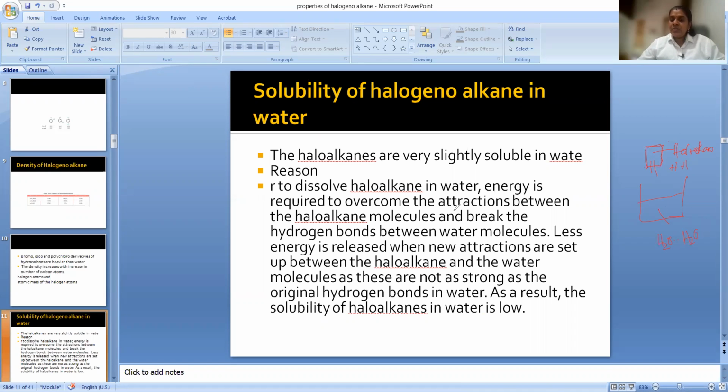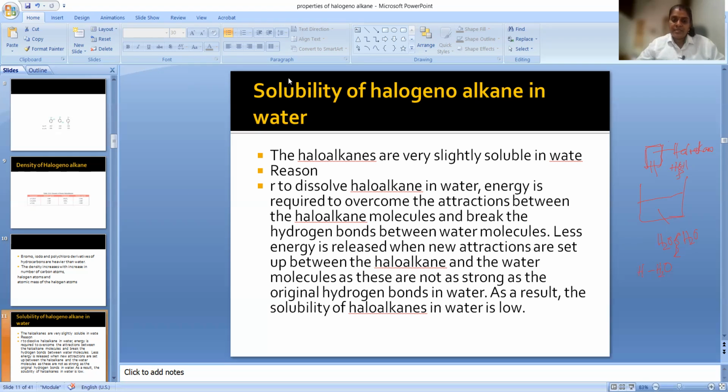So energy is required to overcome the attraction between haloalkane molecules and to break the hydrogen bonds between water molecules. In order to mix water with the haloalkane, we have to break this bond, and at the same time we have to break this bond also. Less energy is released when the new attraction occurs. When an intermolecular force of attraction is set up between the haloalkane and water, it does not release much energy to break these two bonds. If it released enough energy to break these two bonds, only then could the haloalkane dissolve in water. Clear?